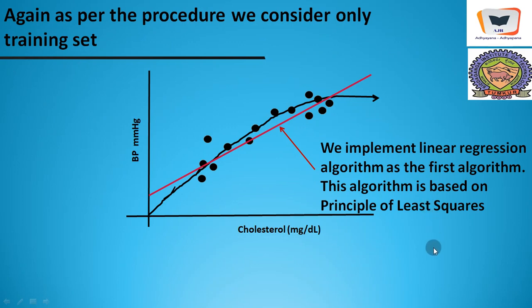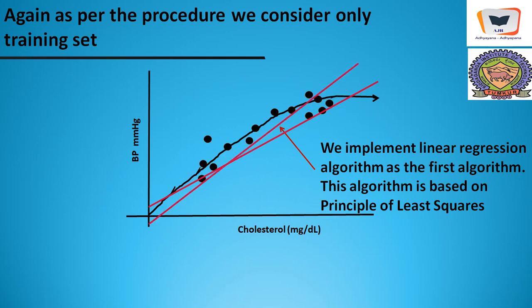We implement the first algorithm, called the linear regression algorithm. This algorithm is based on the principle of least squares. The principle of least squares says that the sum of the squares of the errors from the model to the actual data should always be minimum. That is the theme of the principle of least squares. Using this principle, we can fit a straight line depicting the relationship. Anyway, the straight line doesn't bend like the actual relationship.